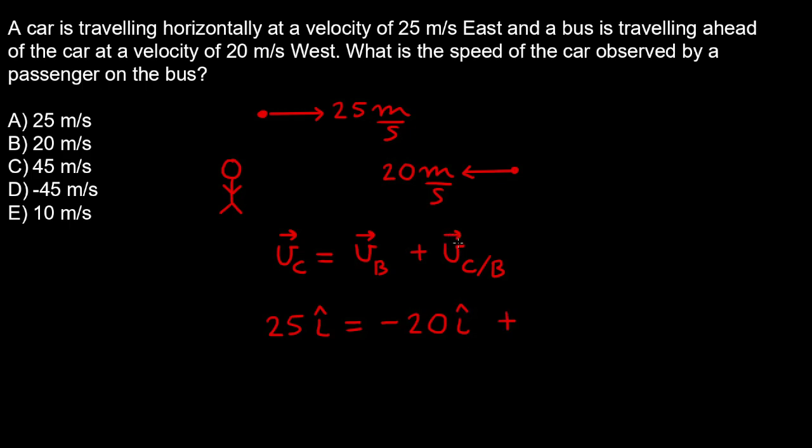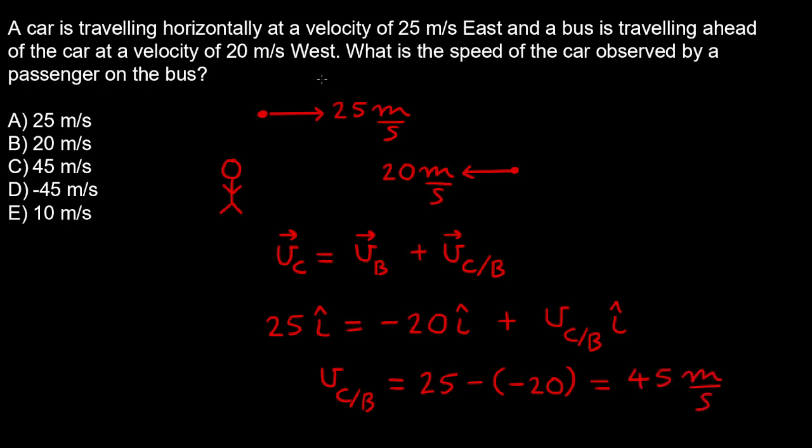And the velocity of the car observed from the bus is Vc relative to B in the horizontal direction. So therefore the speed of the car, being Vc relative to B, is equal to 25 minus negative 20, or 45 meters per second. So the car appears to be moving towards the bus at around twice the speed. And the correct answer is C, because the speed only has a magnitude and not a direction.